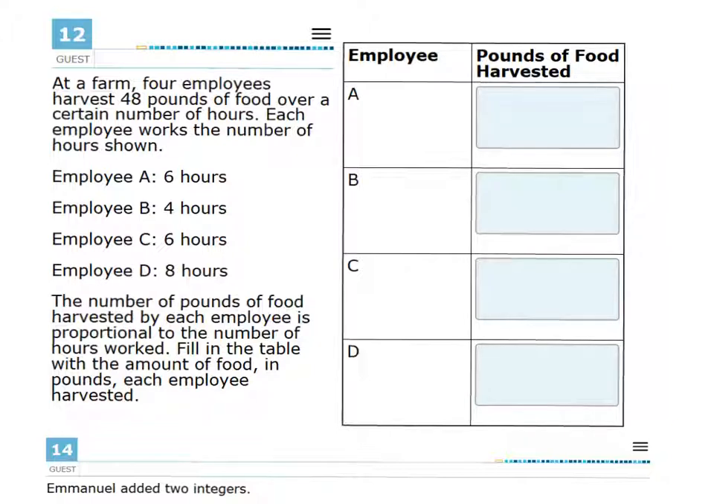So there's some key information we do need to pay attention to. There are 4 employees and they harvested 48 pounds of food over a certain number of hours. We know the amount of hours that each one of the employees works. So our goal is to make sure that we find out the amount of food in pounds for each employee, what they harvested.